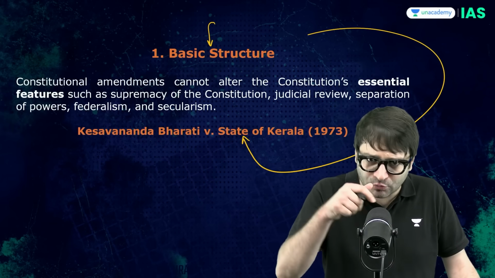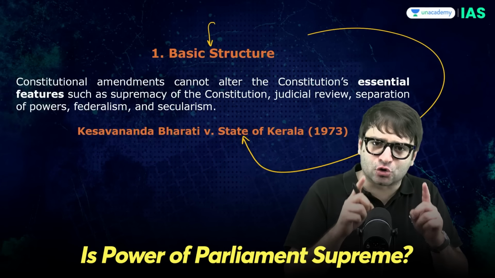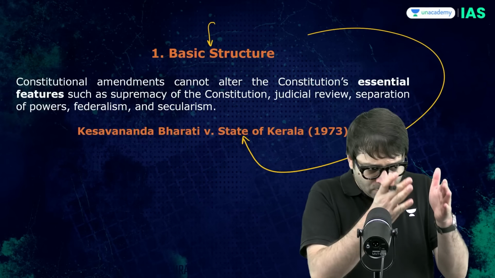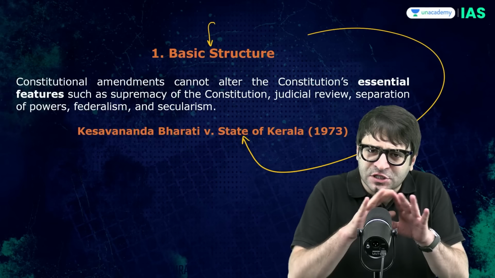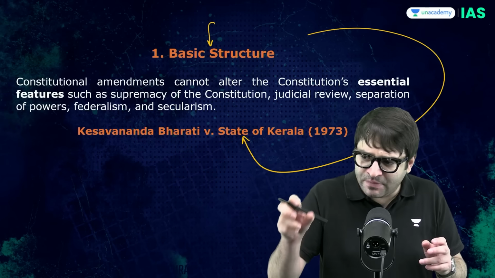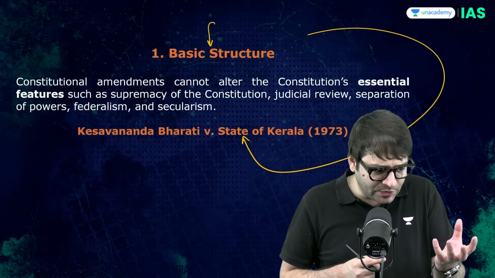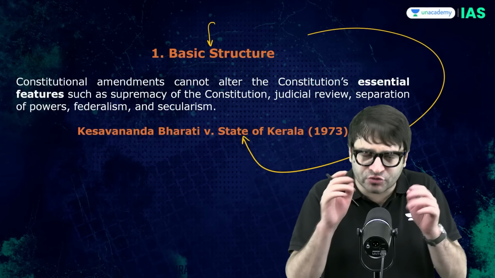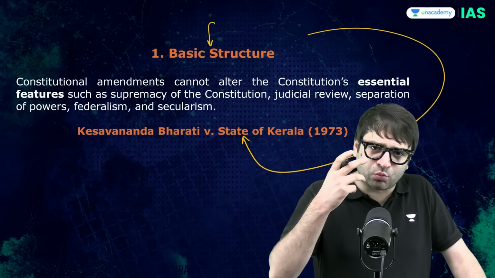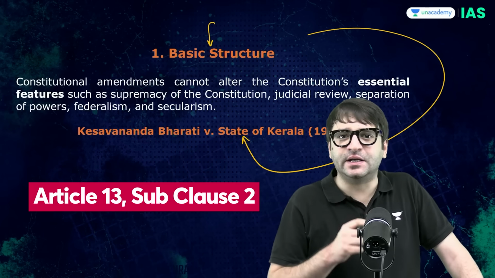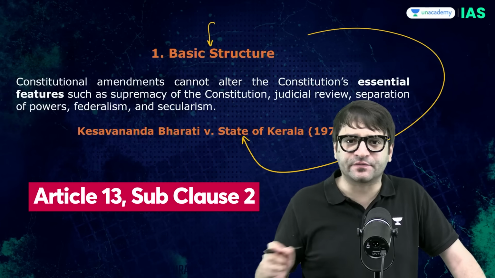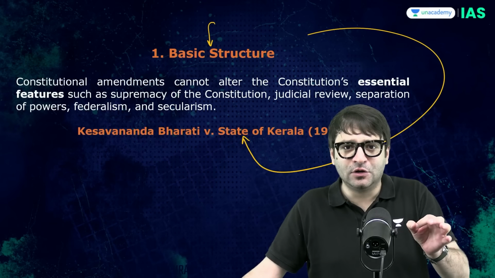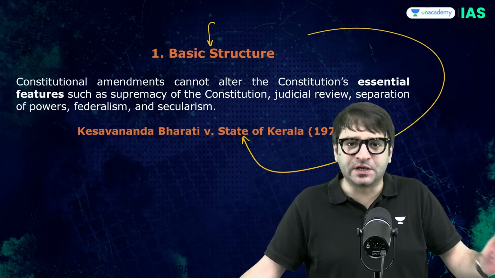And the principal question was this: is the power of Parliament supreme, that it can amend any provision of the Constitution? Because if you look at the Constitution, there was no explicit limitation on the amending powers of the Parliament. Parliament could invoke Article 368 and amend any provision of the Constitution. There was no restriction. The only restriction that one could think of was under Article 13, Clause 2 to be specific, which says the state shall not enact any law to delete or abridge, modify fundamental rights.